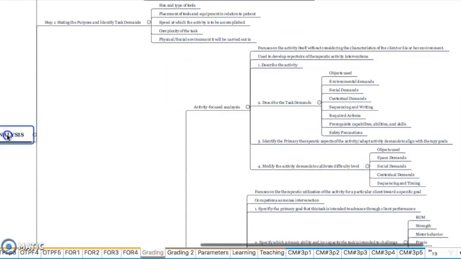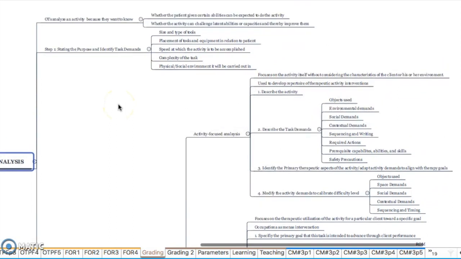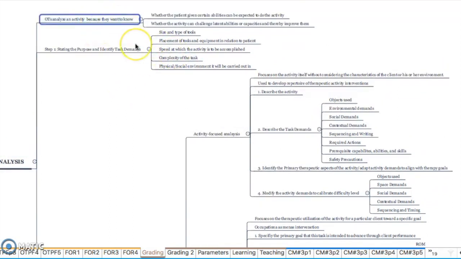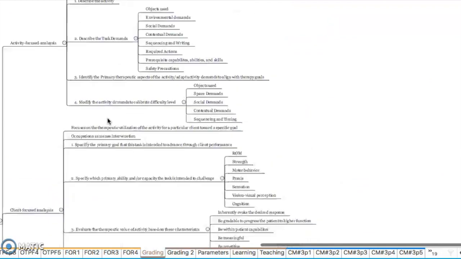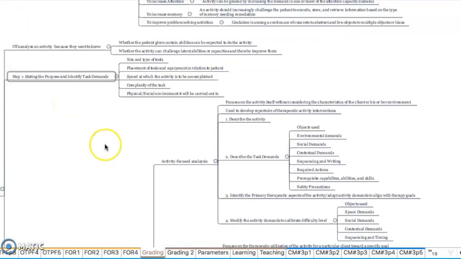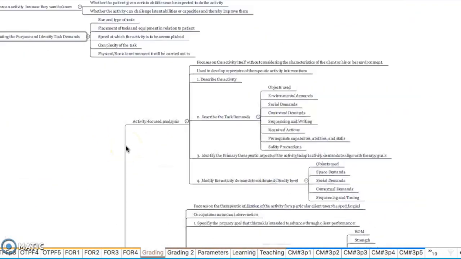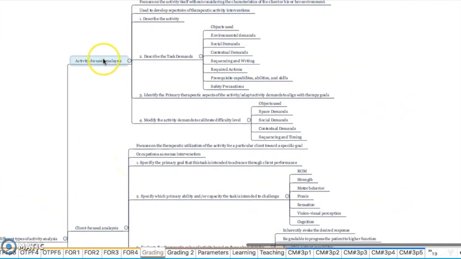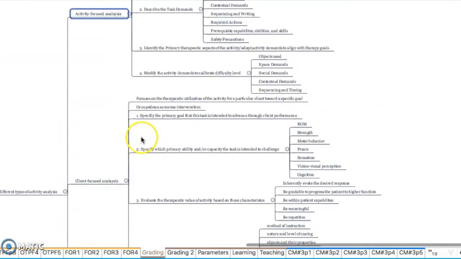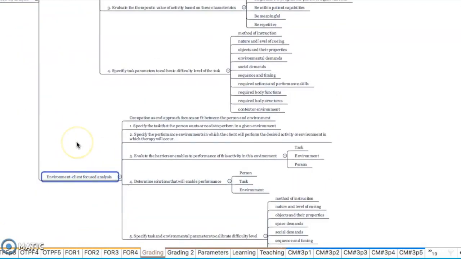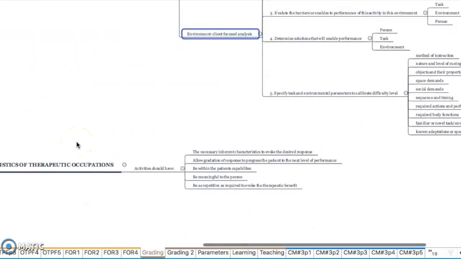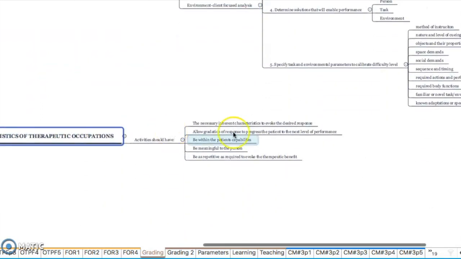And the next component of this map is analysis. And we have information on why OTs analyze activities and the different steps of analysis. Step 1 is focused on stating the purpose and identifying task demands. And we have further information on activity-focused analysis, client-focused analysis, environment client-focused analysis. And lastly, we have characteristics of therapeutic occupations and the different components that are necessary.